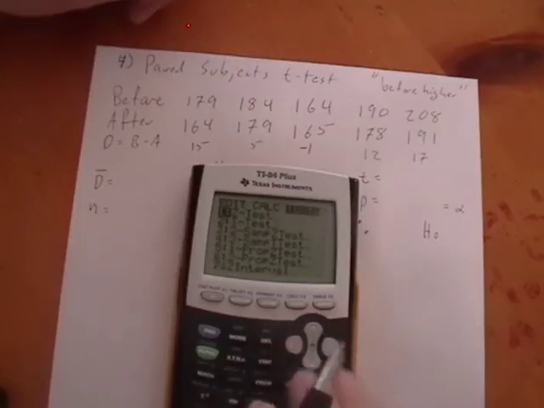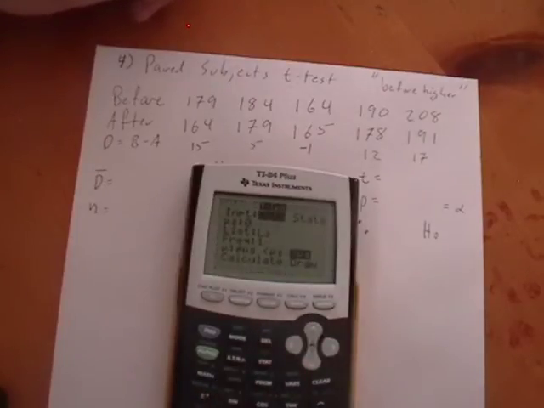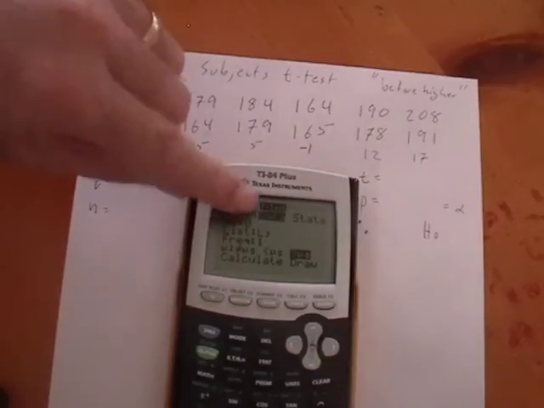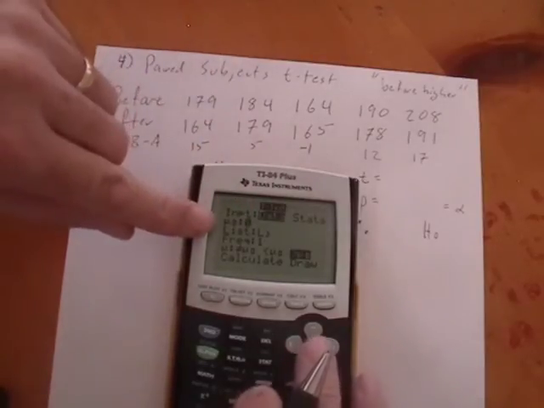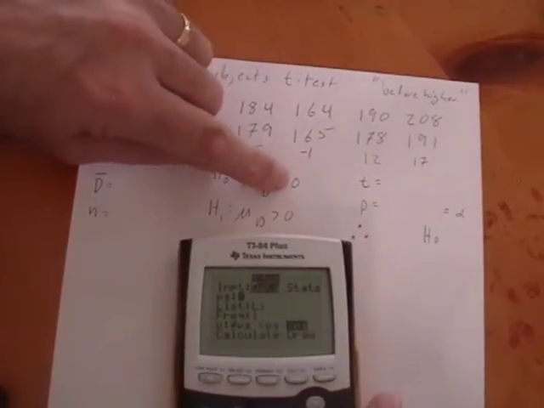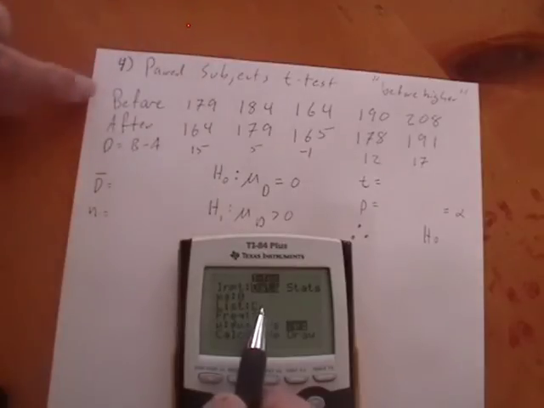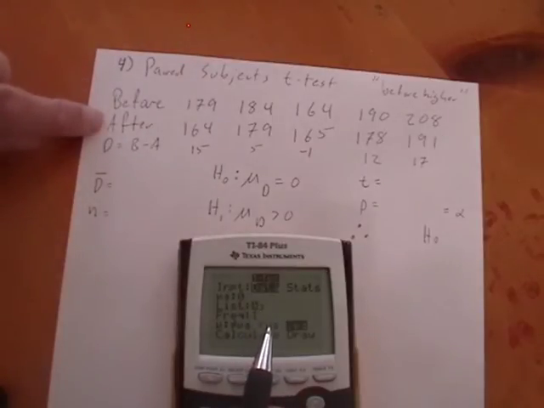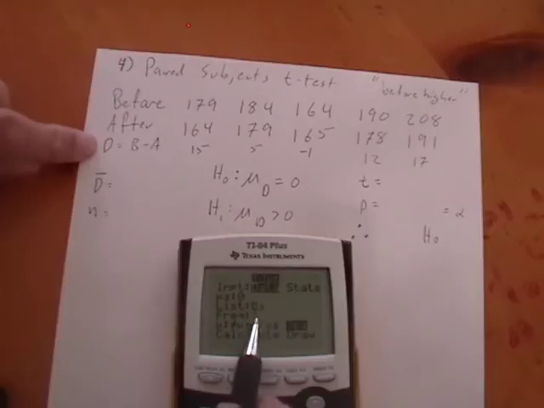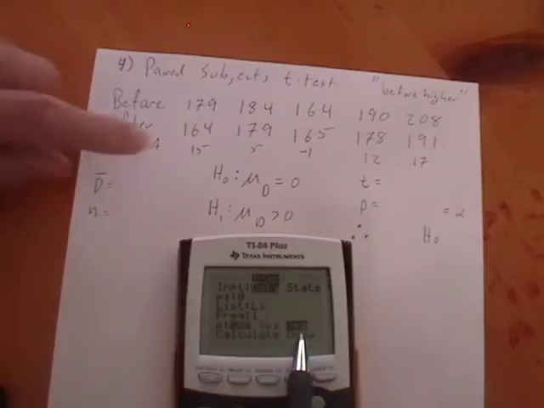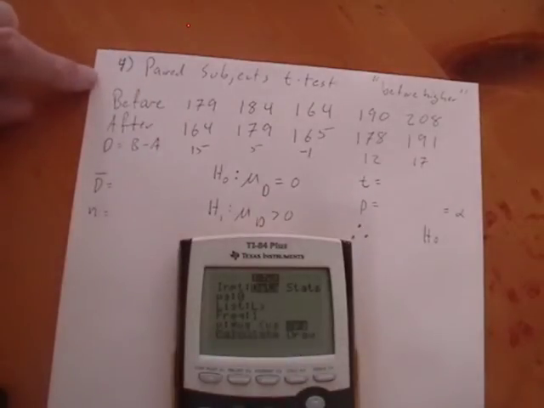Stat, tests, 2. We're doing it with raw data. Mu naught, our hypothesized mean, was 0. The list that we put the information in, well, list 1 was before, list 2 was after, so list 3 is the difference. Frequency, for this class, always leave at 1. And for the inequality, we did use greater than. So I'm ready to calculate.